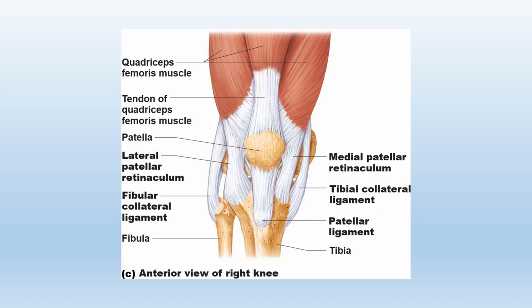But what you should really take a moment to identify on this image is the retinacula. Again, retinacula are thin, broad ligaments coming from the quadriceps and contributing to the anterior side of the knee joint. Here we have the medial patellar retinacula, as well as the lateral patellar retinacula. Attaching the patella to the tibia, or the tibial tuberosity, is the patellar ligament.